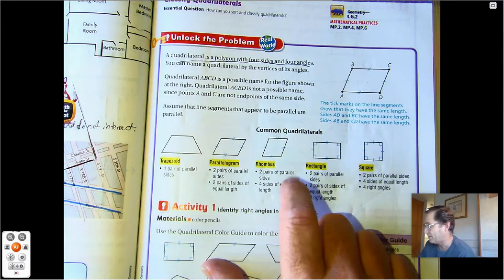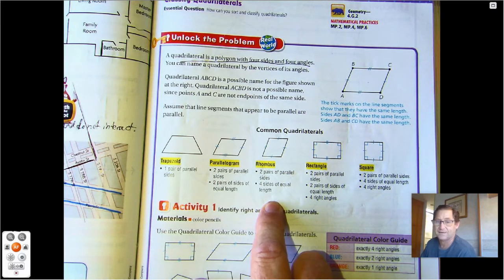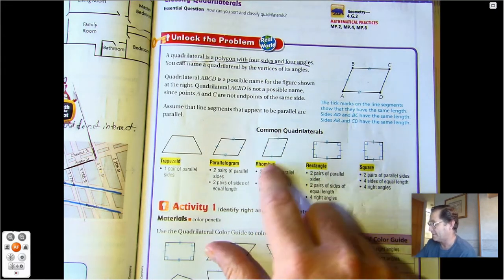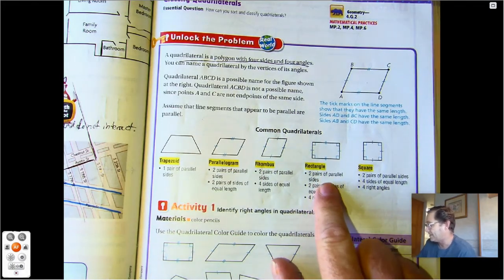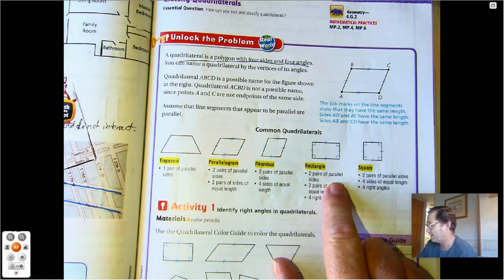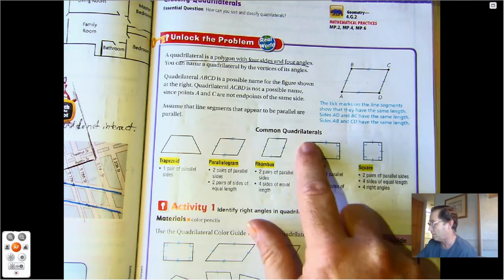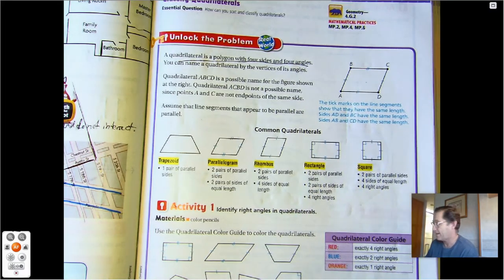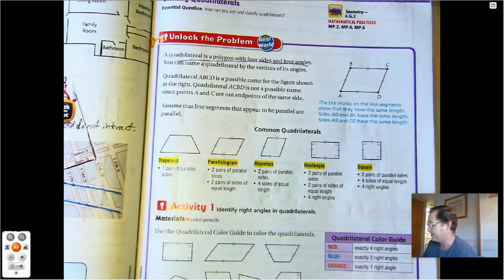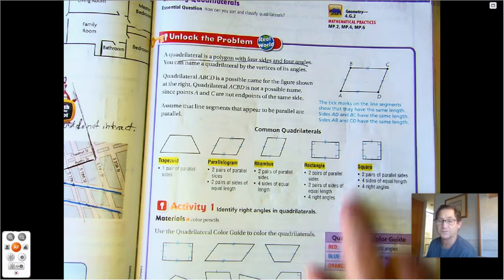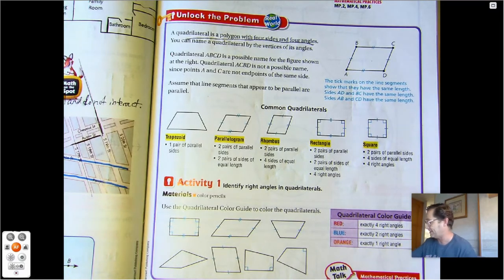A rhombus, it has 2 pairs of parallel sides, just like the parallelogram, and it has 4 sides of equal length. So all 4 sides are equal. A rectangle, it has 2 pairs of parallel sides, it has 2 pairs of equal length, and it has 4 right angles. And a square, it has 2 pairs of parallel sides, it has 4 sides of equal length, and it has 4 right angles. So we're going to identify these quadrilaterals in activity 1.